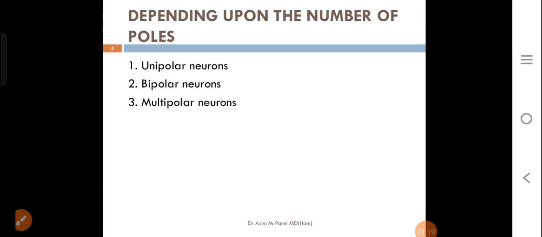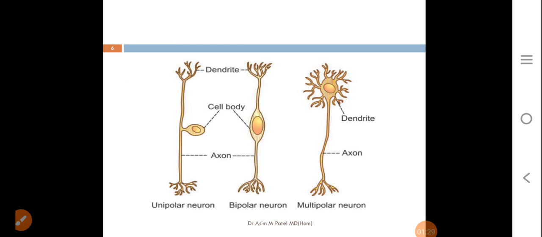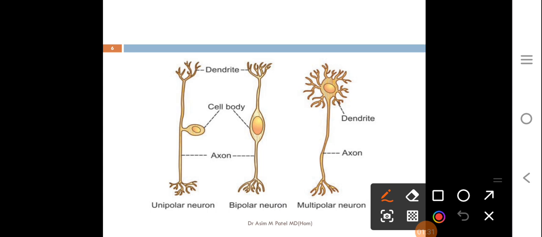Now, depending upon the number of poles, neuron is classified into three types: unipolar neuron, bipolar neuron, and multipolar neuron. So here you can see the unipolar neuron has only one pole, and from this one pole both axon and dendrite arise. Both axon and dendrite arise from the same pole.